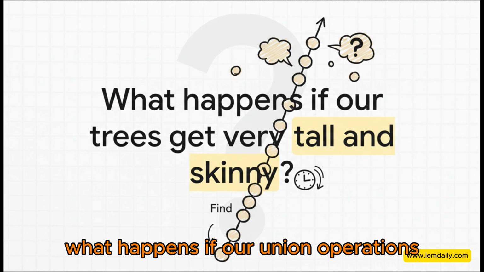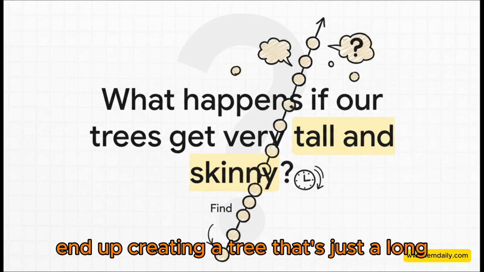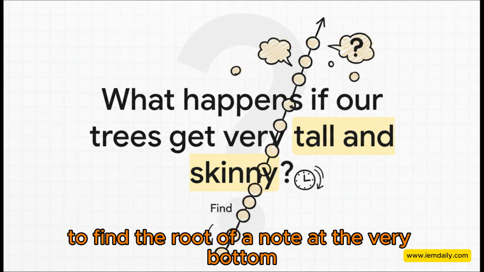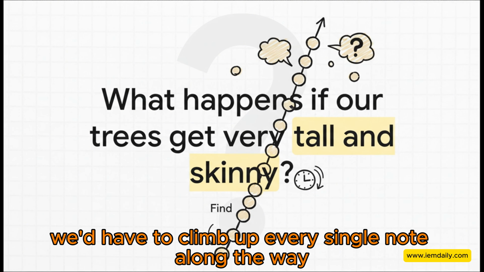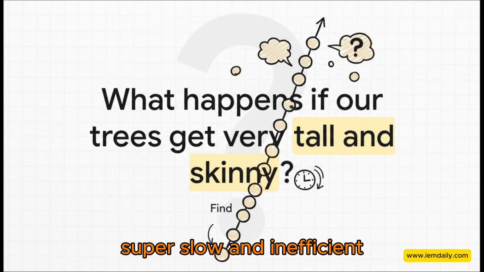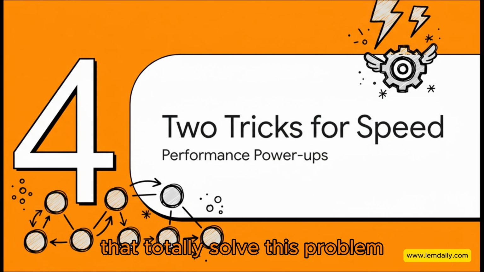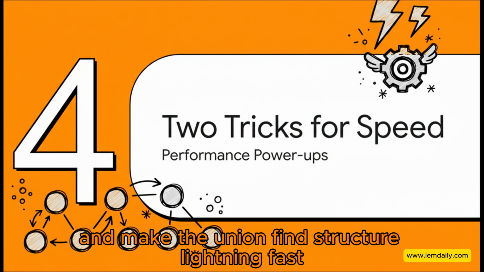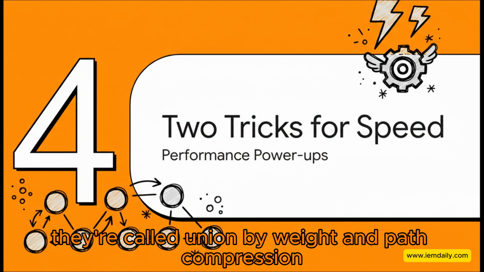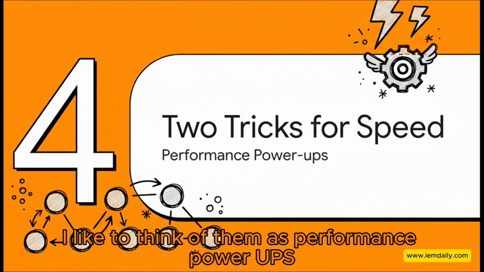What happens if our union operations end up creating a tree that's just a long, skinny chain? I mean, to find the root of a node at the very bottom, we'd have to climb up every single node along the way. That would make our find operation super slow and inefficient. Thankfully, there are two amazing optimizations that totally solve this problem and make the union find structure lightning fast. They're called union by weight and path compression. I like to think of them as performance power-ups.